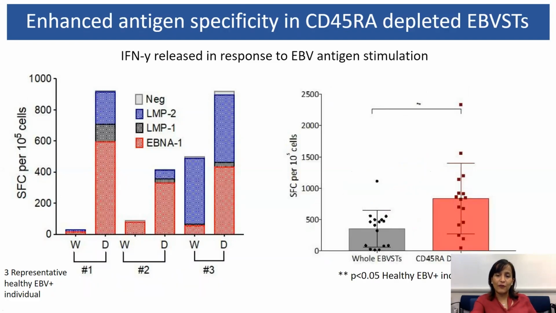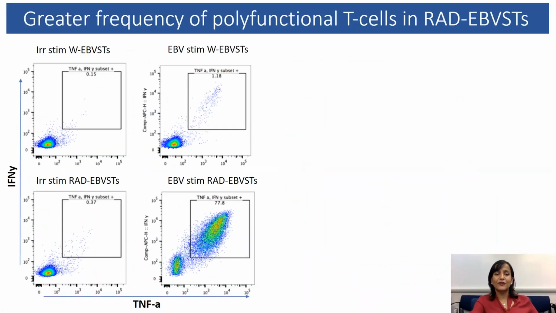When we look into the overall donors, you can also see that in the donors that we have looked at so far, we do significantly enhance the overall antigen specificity of our RA-depleted EBVSTs compared to whole EBV-specific T cells. Now that we know that it enhances the interferon gamma, we then wanted to look at the polyfunctional T cells by looking at interferon gamma and TNF-alpha by our intracellular cytokine staining assay.